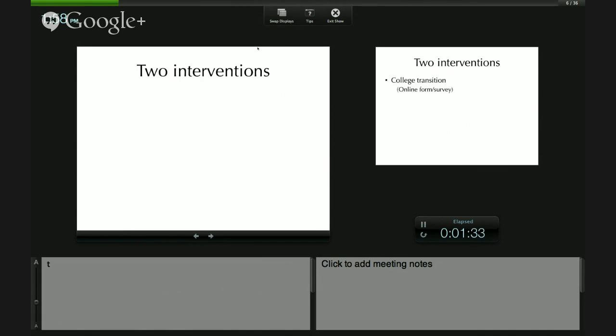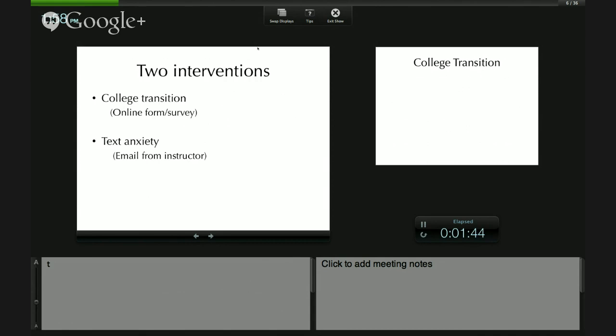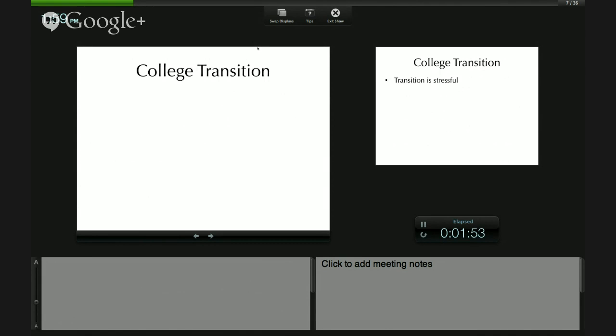And the two interventions that I'm going to talk about today use different channels. The first one focuses on the student's transition to college and looks at an intervention embedded in a form that students had to fill out. And then the second one looks at test anxiety and uses an email from an instructor right before they took the exam. So when we think about the transition to college, it's certainly an exciting time for students, but it can also be an anxiety-provoking time, and it can be a difficult time when students actually get to college.